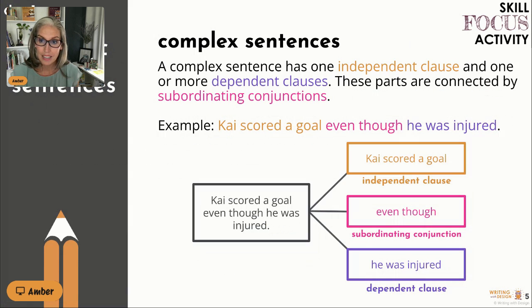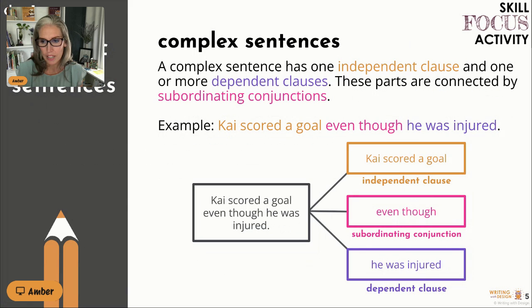So let's talk about what happens with a complex sentence. Now we have still that simple sentence, right? That independent clause of Kai scored a goal, but notice that we're adding in a subordinating conjunction. In this case, it's in pink, and a dependent clause in purple. So Kai scored a goal, even though. That is a conjunction that connects the first part of the sentence, that independent clause, with more information. Even though what, right? We need more that we have to add to the sentence: even though he was injured. Oh, now we know why his goal was so incredible. Not just that he scored a goal, but he did it despite being injured, right?